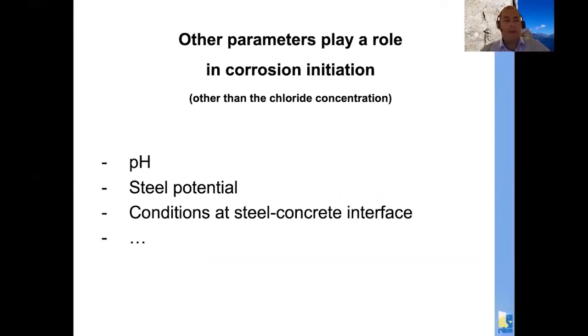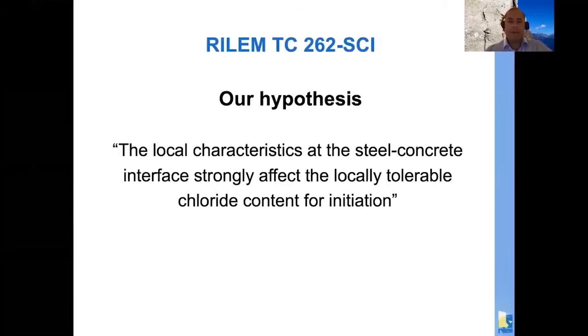This third point here is relatively vague and may comprise a lot of different features, and that is exactly the objective of our TC, to look into this in more detail. Our hypothesis when we started was that the local characteristics at the steel-concrete interface strongly affect the locally tolerable chloride content for corrosion initiation. So it was the basis to look at the local characteristics that one can find at the steel-concrete interface.